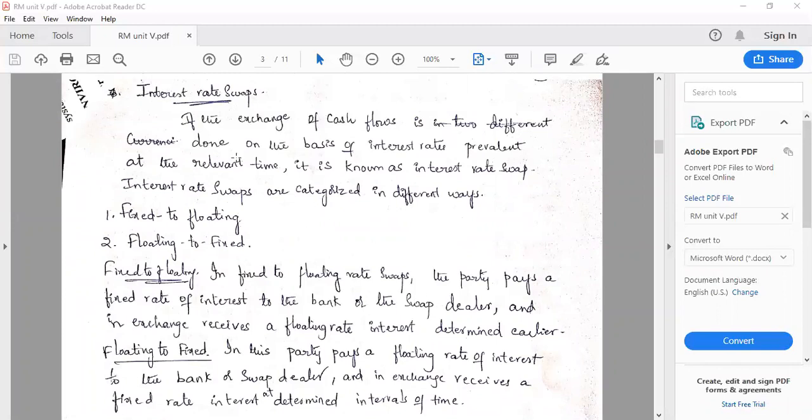So what is an interest rate swap? First of all, if the exchange of cash flow is done on the basis of interest rate, then we call it an interest rate swap. As I told you when explaining the swap, financial instruments will be exchanged from one party to the other. So here the financial instrument that we are exchanging is interest rate. If the financial instrument exchanged between the parties is interest rate, then we call it an interest rate swap.